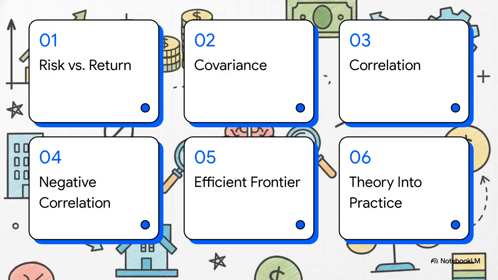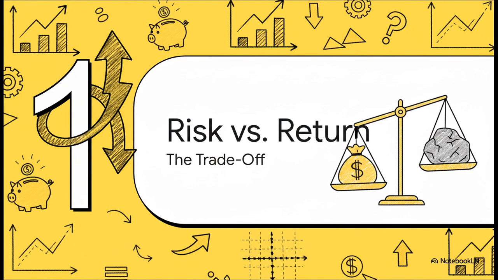Here's our roadmap. We'll start with the basic trade-off, then meet two statistical tools called covariance and correlation. After that, we'll uncover the real magic of negative correlation, find something called the efficient frontier, and finally, see how this all plays out in the real world. Okay, let's jump right into part one.